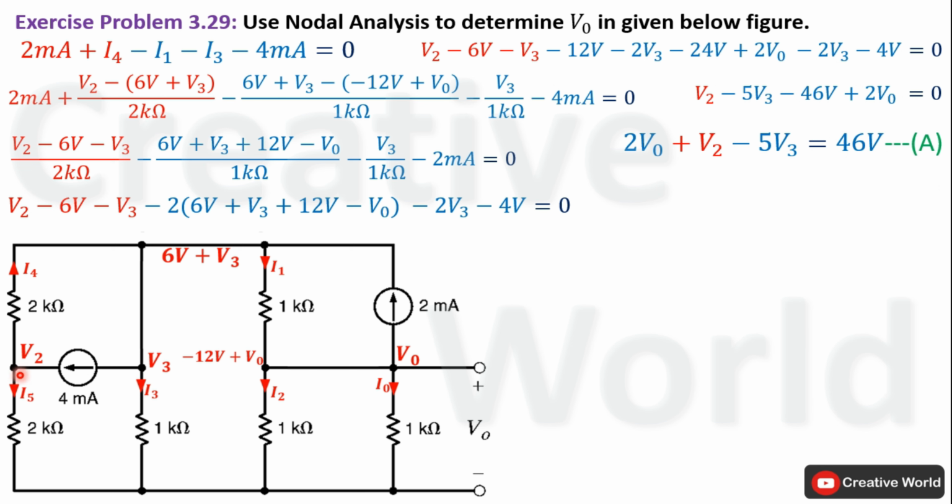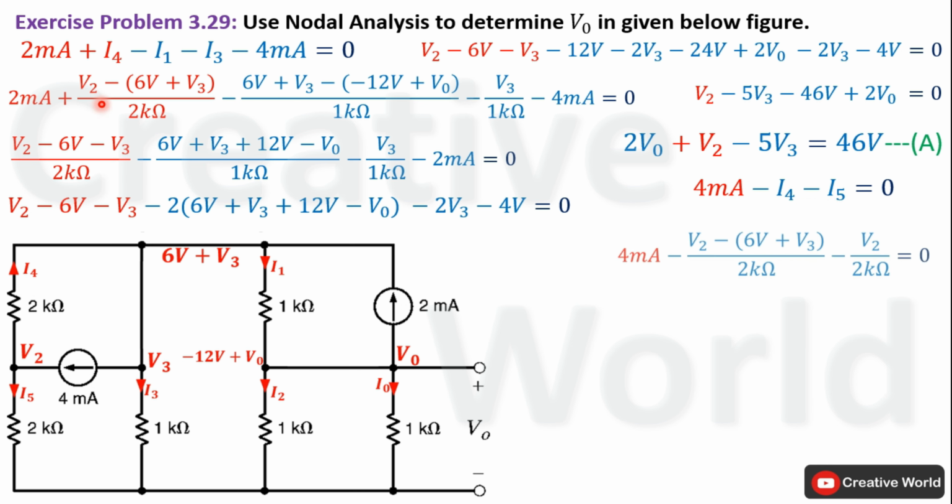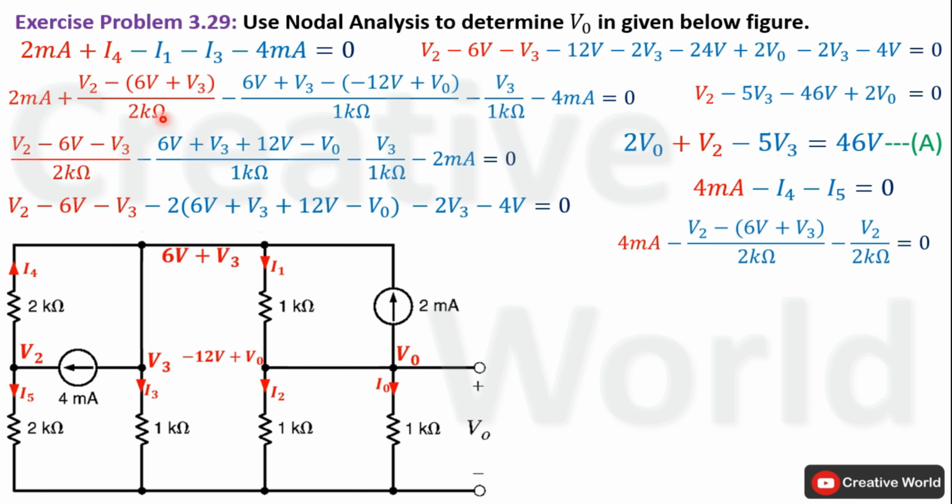Now we will apply Kirchhoff's current law on this node. On this node, only one current is entering while two currents are leaving. Entering current will be taken with positive sign and leaving currents will be taken with negative sign. In next step, we have to replace these two currents with their respective equations. Current I4 is equal to (V2 minus (minus 6 volt plus V3)) divided by 2 kilo ohm, and current I5 will be equal to V2 divided by 2 kilo ohm.